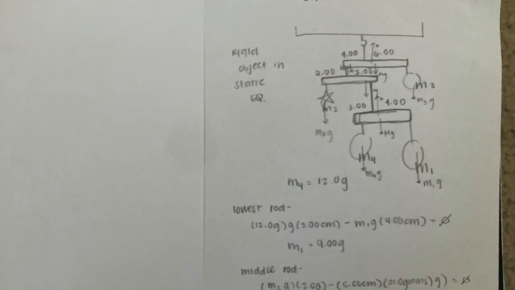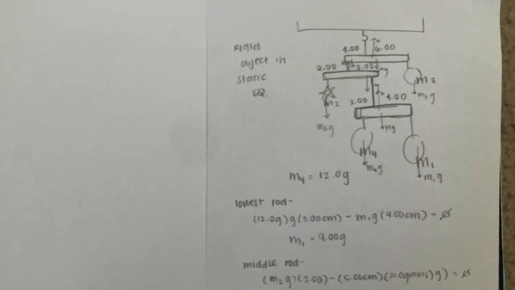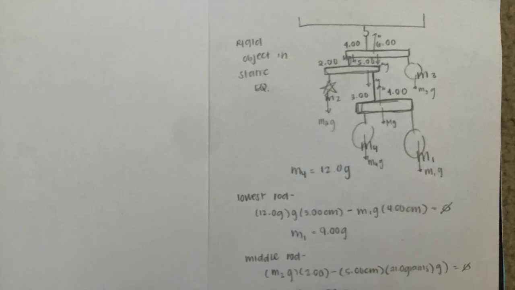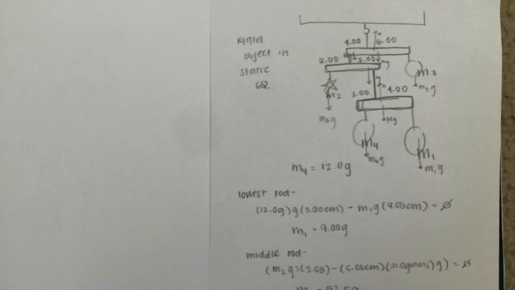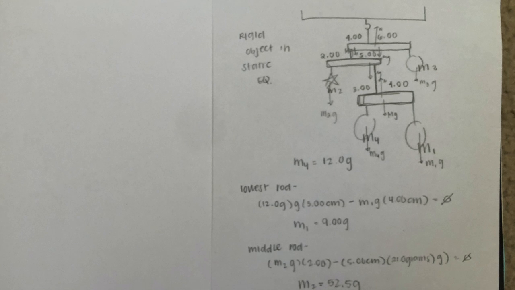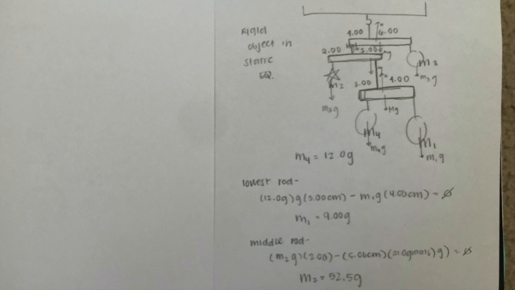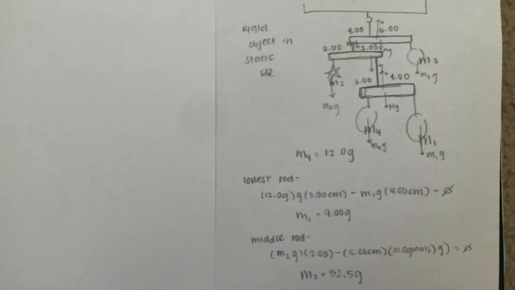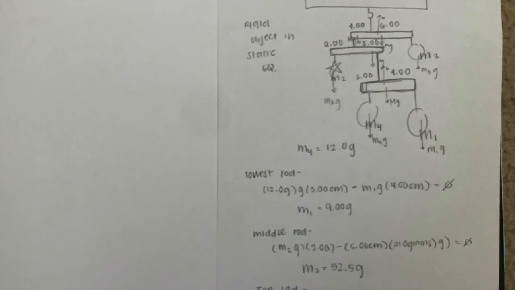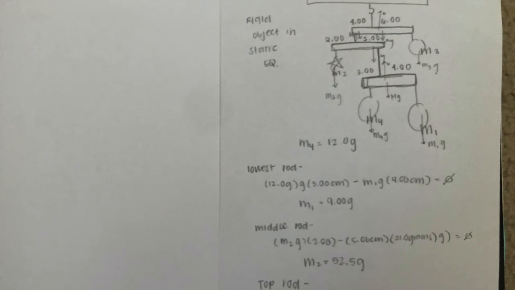So starting at the lowermost rod, object m4's mass was already given as 12 grams. So into the equation, I plugged in 12 grams times g times 3 centimeters minus m1 times g times 4 centimeters equals 0. And then solving for m1, the mass is found to be 9 grams. The equation is modeled this way because torque equals the vector position times the force. And then I subtracted the two torque equations because they're going in opposite directions, and they also have to equal 0.